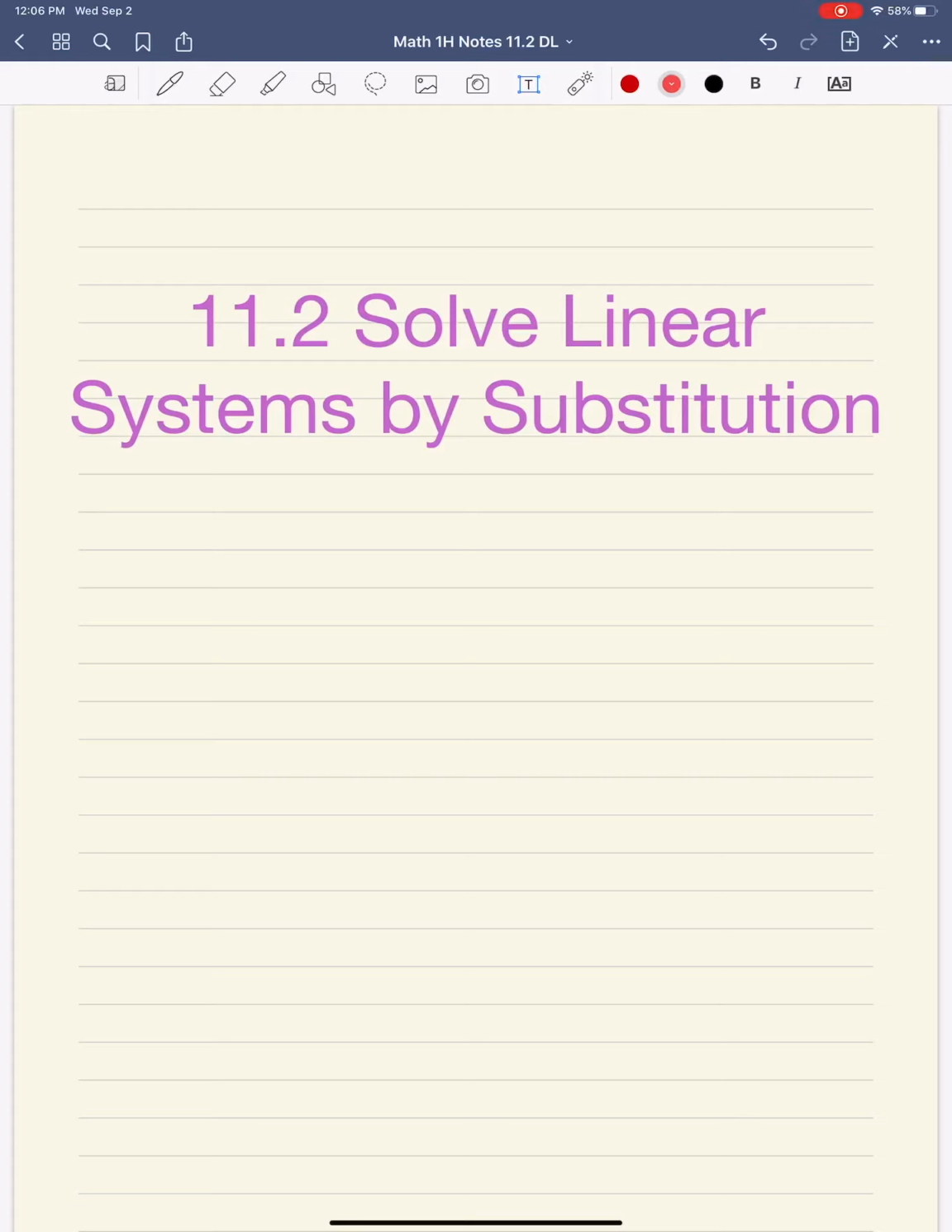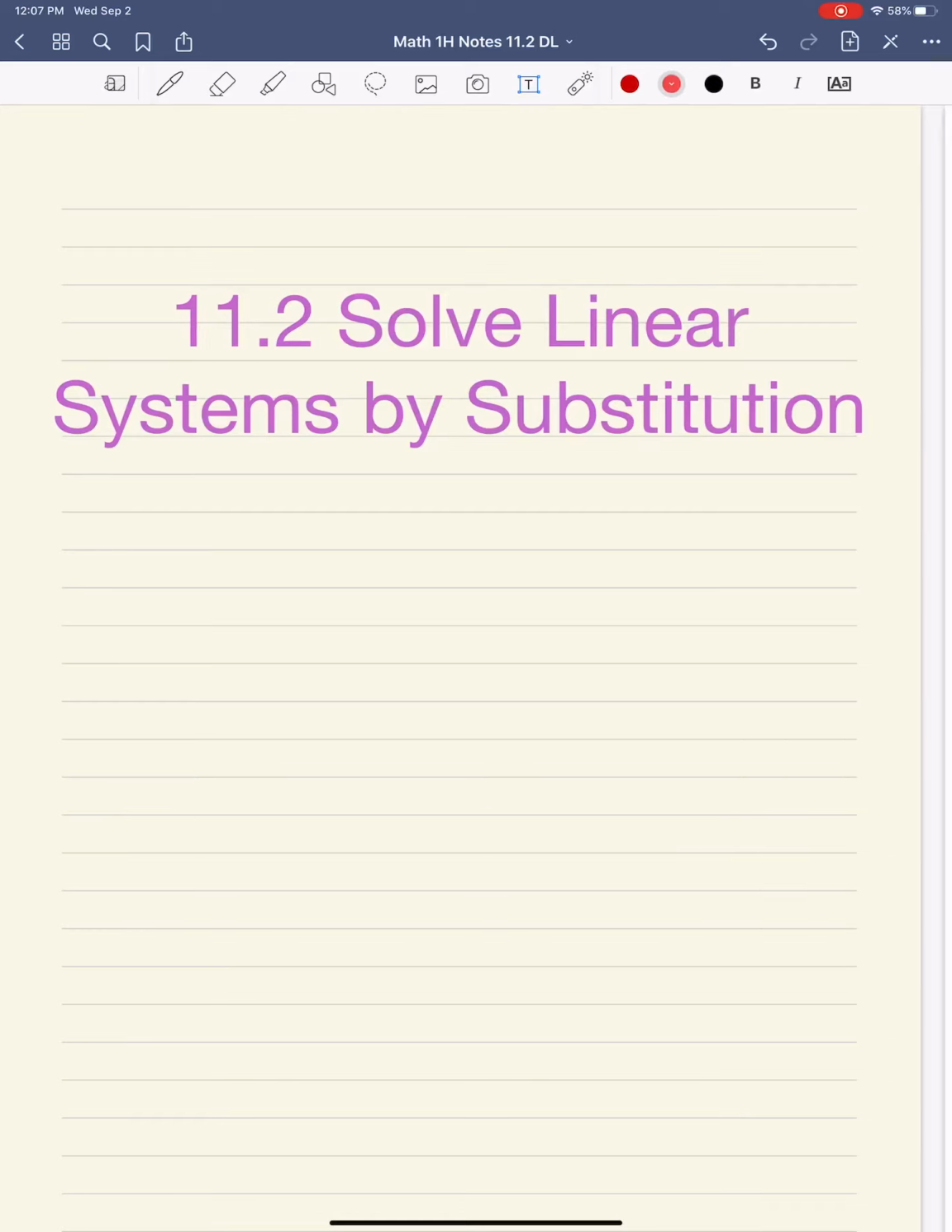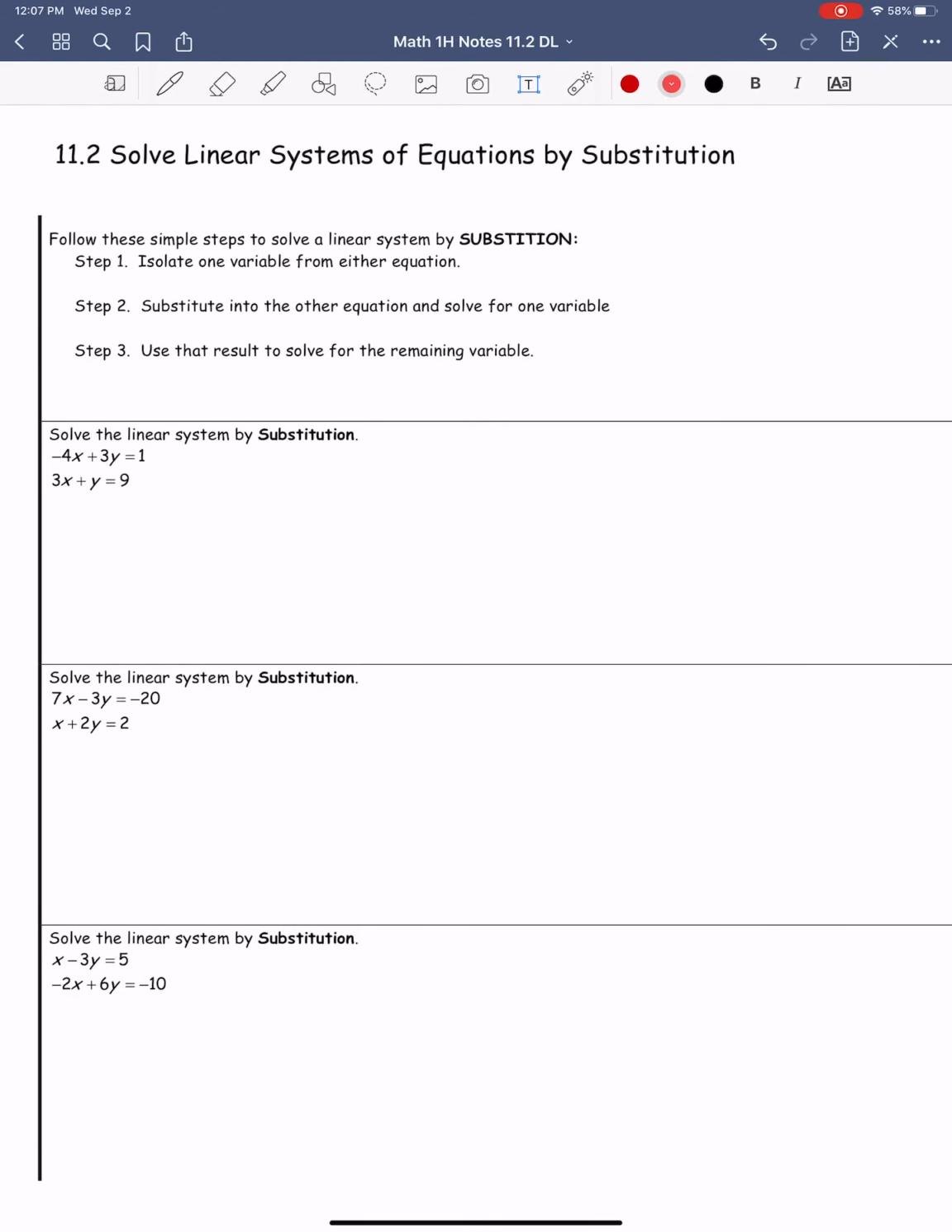All right, we're going to jump into lesson 11.2, which is solve linear systems by substitution. And this is just another method that we can use to solve our linear systems. In the last lesson, we looked at solving by graphing, right? And we were figuring out where the solution was based on where the two lines intersected, or if they intersected. And this is just a different way to do it without graphing, and we can do it algebraically.